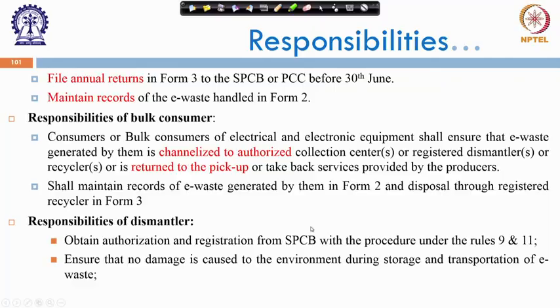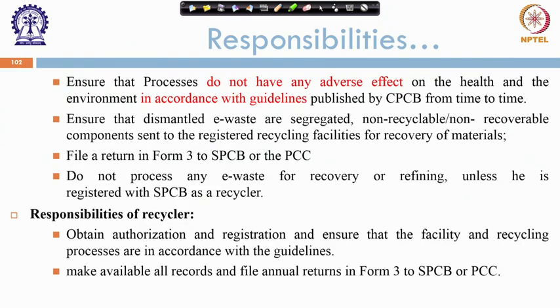Then file annual return, maintain record. The responsibility of the bulk consumer is also there. Bulk consumers are big companies and other places. And then dismantlers. You can read about all these records, nothing much in there. It's pretty much straightforward reading. Again, there should be no adverse impact. Why are these rules there? To prevent the human health impact and the environmental impact. Since there are different stakeholders, each stakeholder has to do certain things. Those things have been explained in this particular set of slides, and the same thing is there in the rule as well.